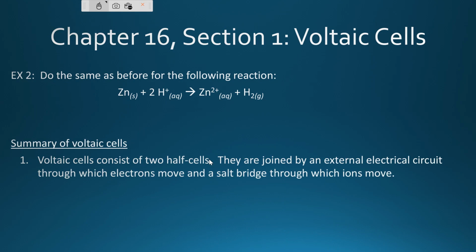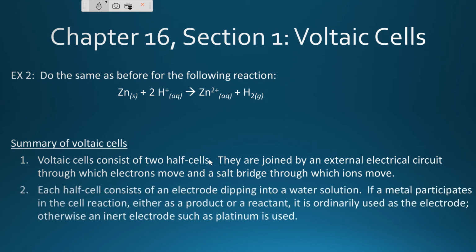So to summarize all of these things, voltaic cells consist of two half cells. They're joined by the external electrical circuit, and we see that salt bridge. Make sure you include that salt bridge along the way. Each one will consist of an electrode dipping into the water solution. And so you'll see some questions: what happens if the solution dries up? What happens if there's no contact? And so on. You broke your circuit.